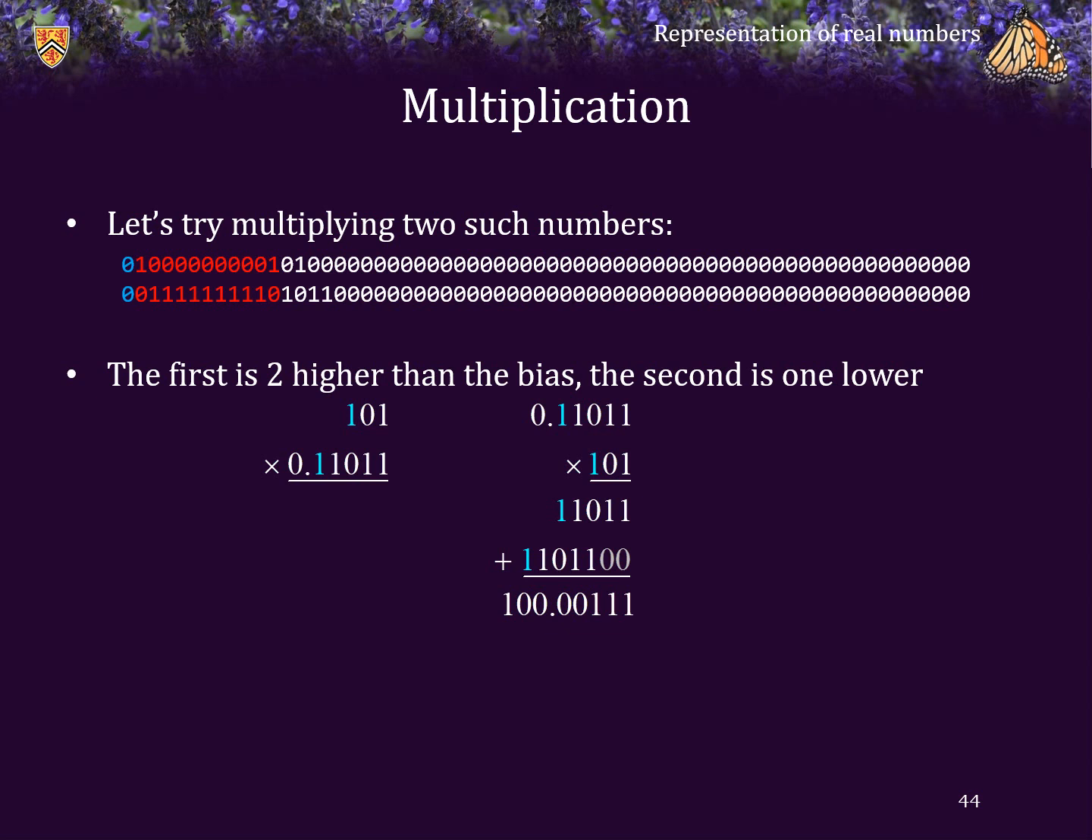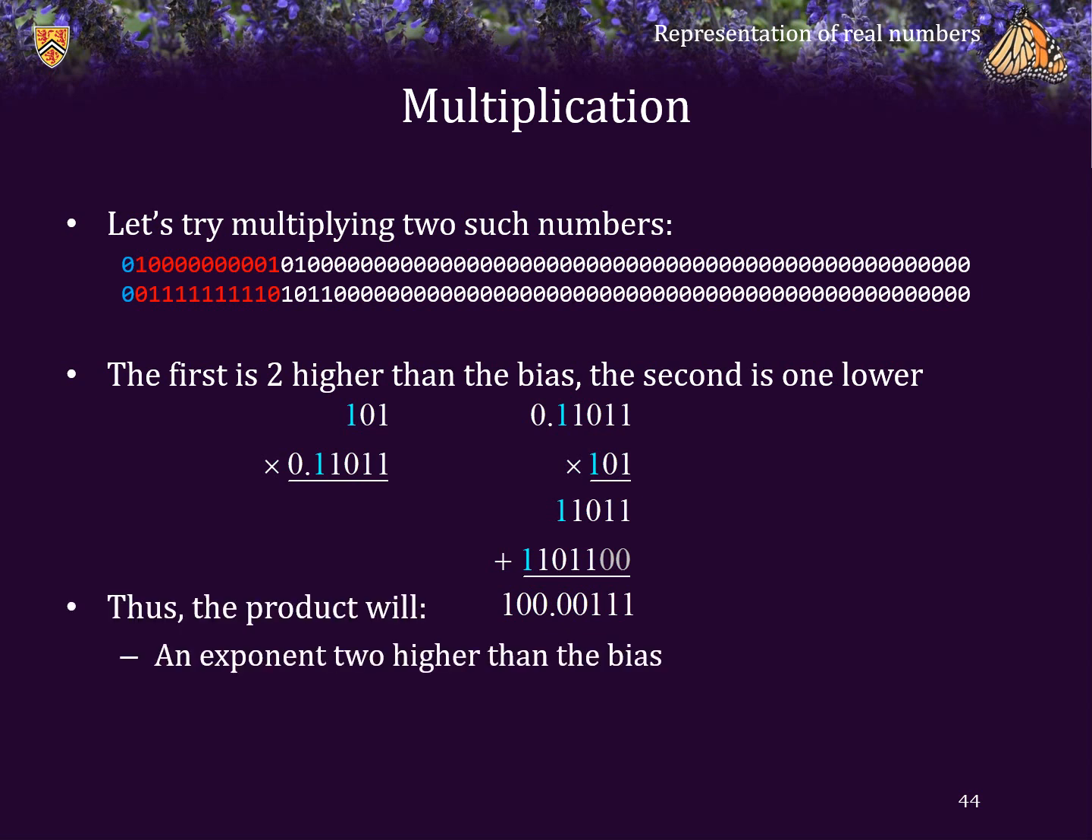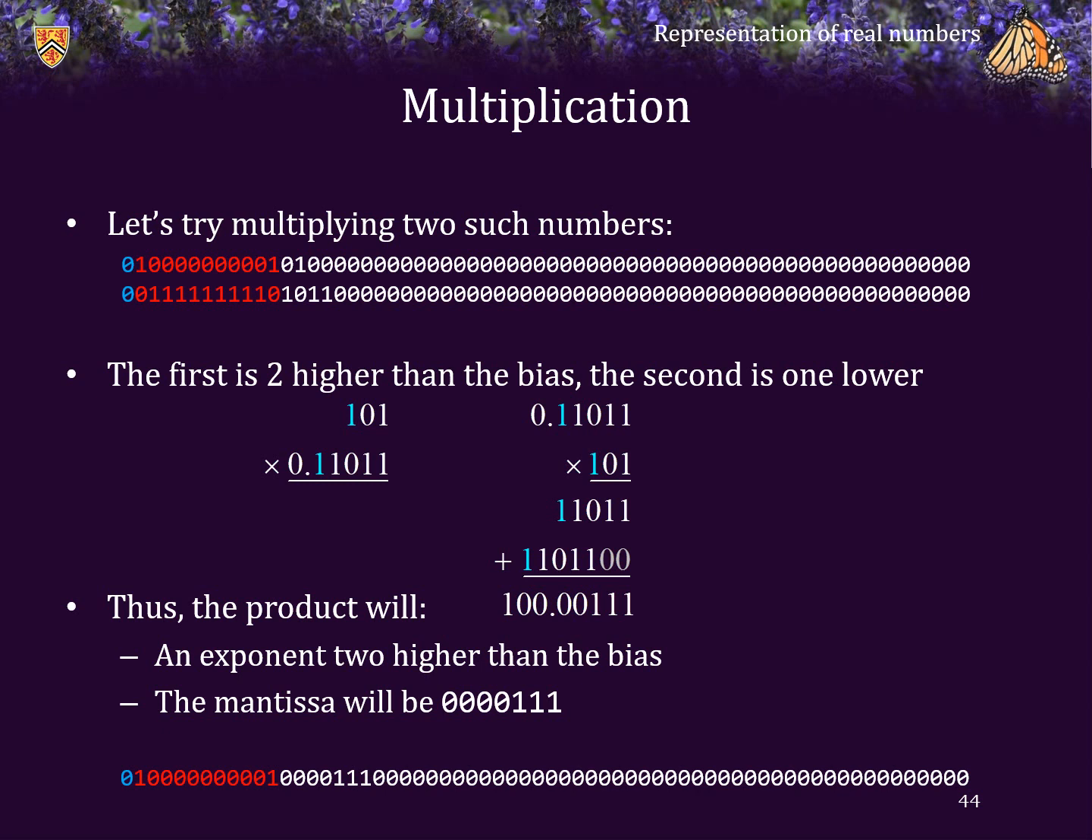Well, let's take a look at this. We immediately note that this is 4 and something. So therefore, the exponent will be the same as the first, and that's 2 higher than the bias. The mantissa will be everything after that leading 1, so 0, 0, 0, 0, 1, 1, 1. So the product of these two numbers is this double precision floating point number we see here.